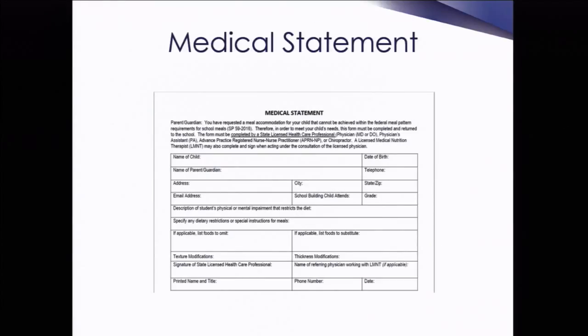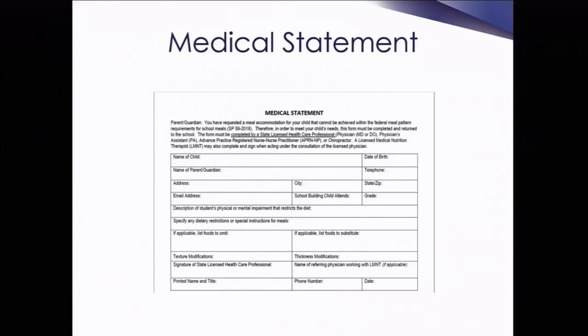The second form is the medical statement. This is to be used if meal accommodations cannot be made within the program meal pattern. An example of this might be a student's family requesting a gluten-free diet due to celiac disease. Gluten-free products are not always whole grain rich, and because of this, these meals would not fall within meal pattern, thus requiring a medical statement.